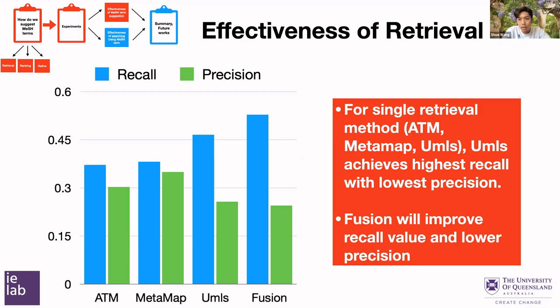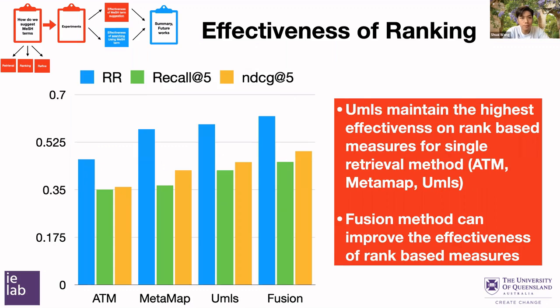For the fusion method, it can achieve the highest recall and lowest precision. And this finding is actually as predicted. As we talked about before, appending all MeSH terms from the 3 resource lists to the MeSH term suggestion list will certainly increase the number of correctly chosen terms in the list, right? But the size of the list will be even larger. Therefore, it will certainly increase recall, but it will decrease the precision. For rank-based measures, we found that UMLS also outperforms the other 2 single retrieval methods.